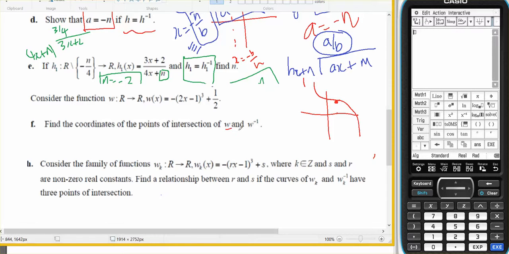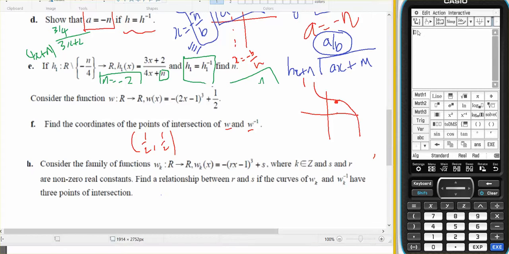So where the function and the inverse meet, one of them is going to be at a half and a half. It will be at the same point. Okay, I'd like to try and find the equation of the inverse, and I'll do that on my calculator. So negative bracket 2x minus 1 to the power of 3 plus a half.